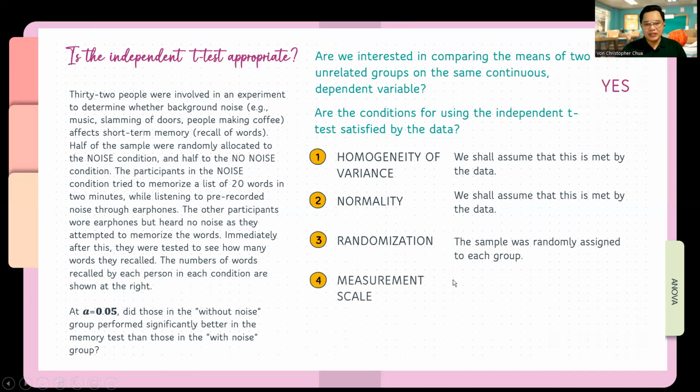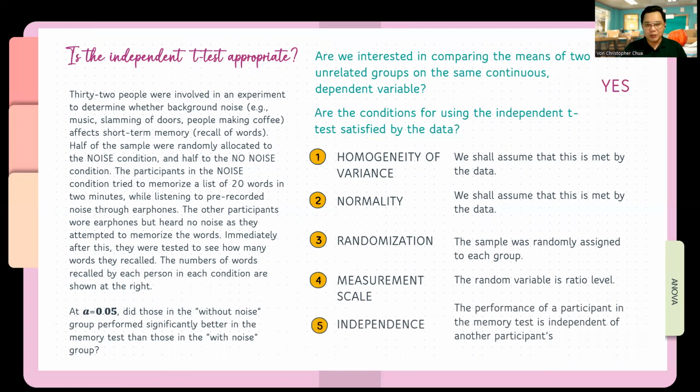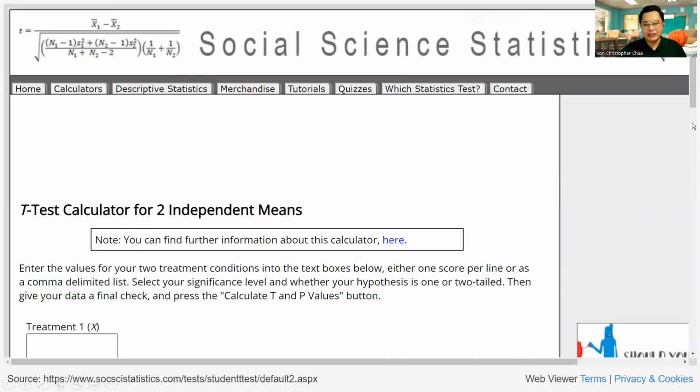And then we know that the measurement scale condition is satisfied because the memory test score is a random variable in the ratio level. And finally, since the performance of one participant in the experiment does not affect the performance of another participant, then we say that the independence condition is also satisfied. So all of the conditions, at least for those that we can check, are satisfied, and we assume the other ones that we are not able to test, then we say that we can now use the independent t-test.